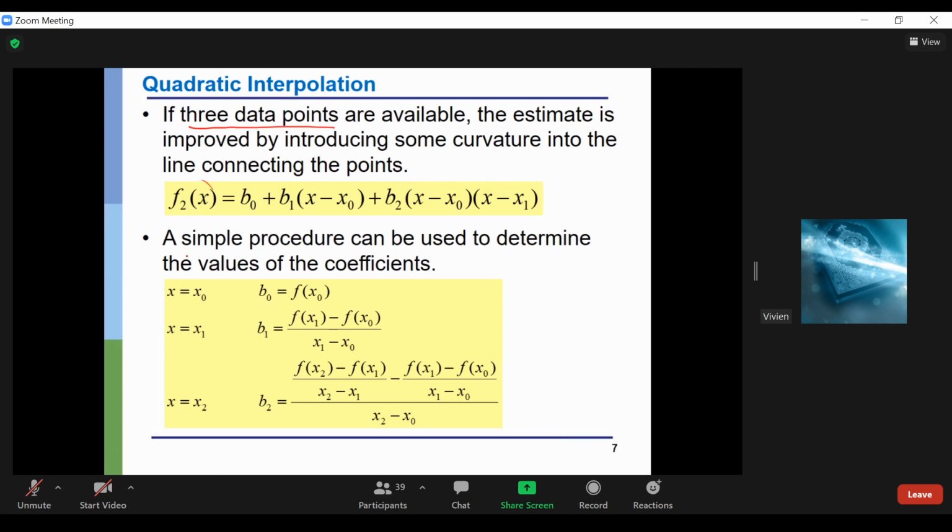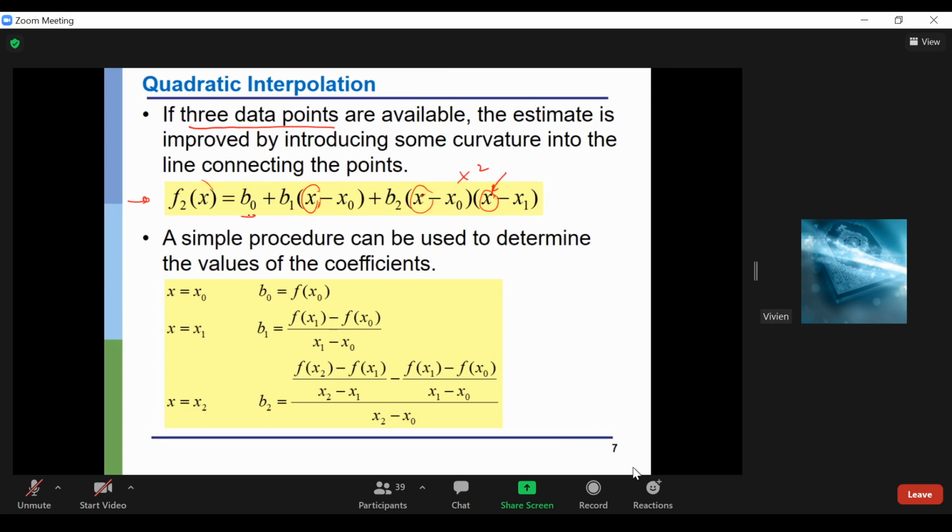So how does it look? f2(x) will be written as p0 plus p1 times x minus x0 plus p2 times x minus x0 times x minus x1. If we look here, x times x will be x squared, so this is in general a second order or quadratic equation. And what is x here? x here is the unknown value, the value that we want to find at a certain x. And this will be the interpolated value.